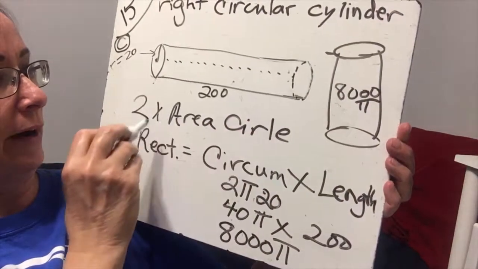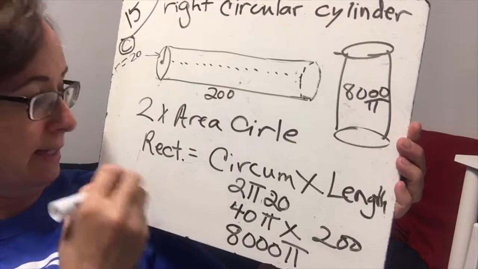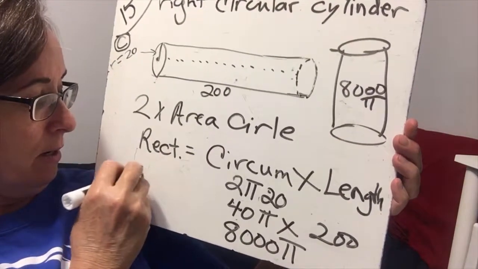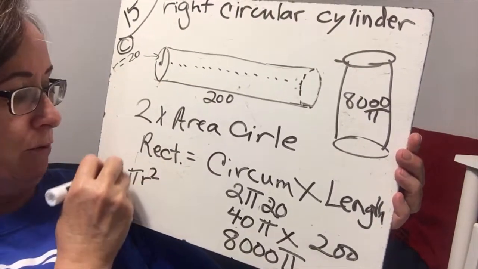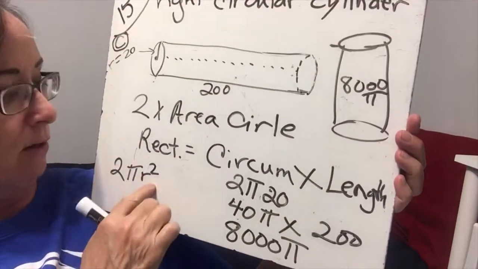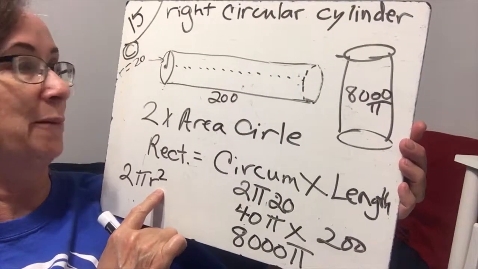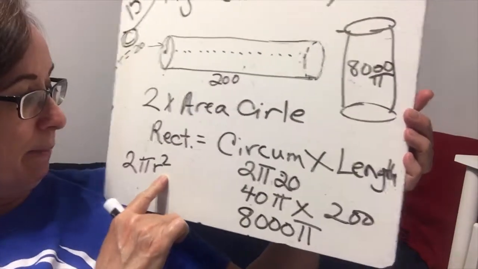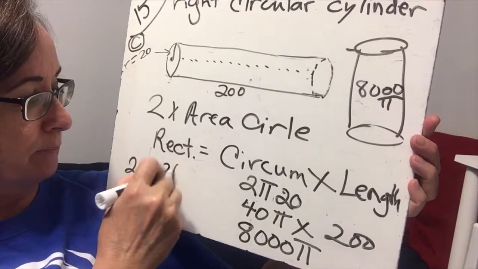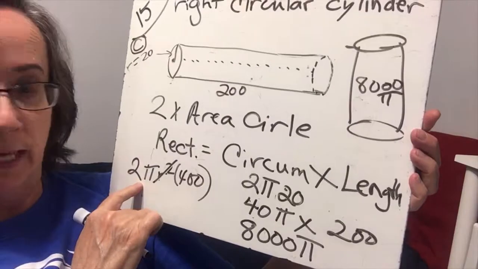And then our area of the circle is pi r squared, and we're going to have that twice. So pi r squared, and then 2 times that because there are 2 circles, the top and the bottom. And the r is 20. So when I square 20, I'm going to get 400. And 400 times 2 is 800.